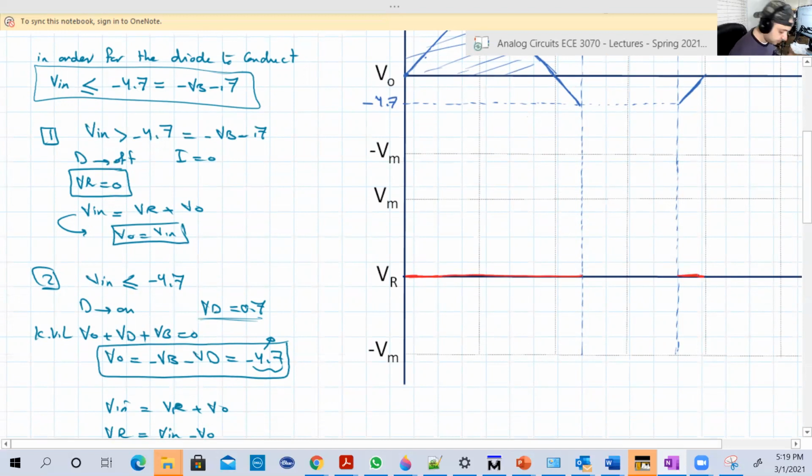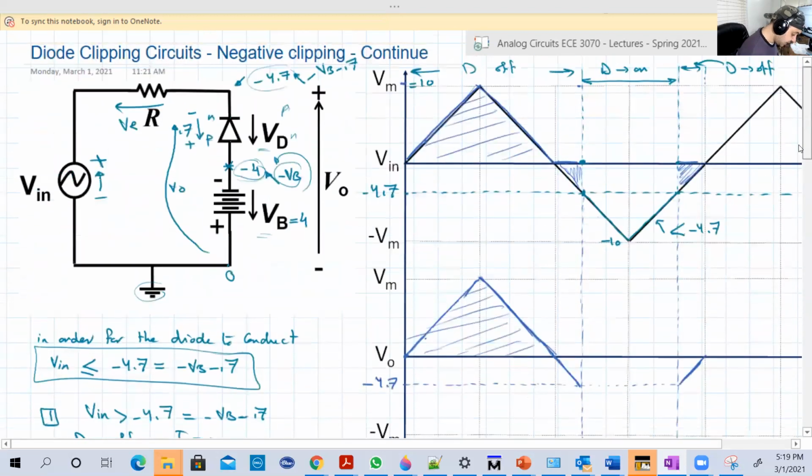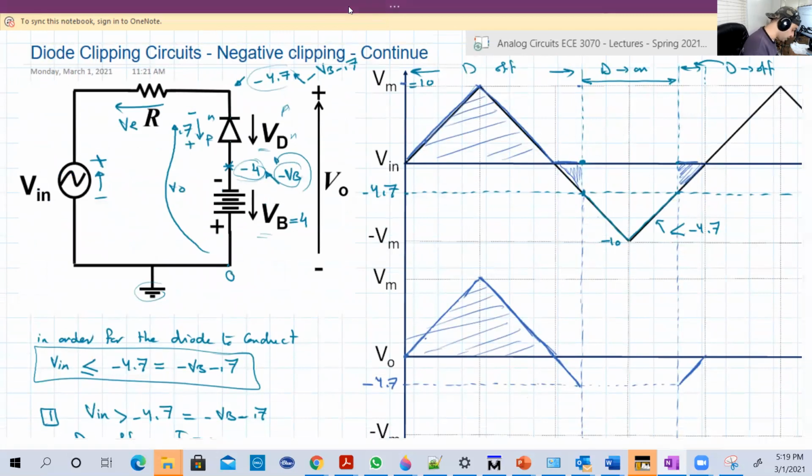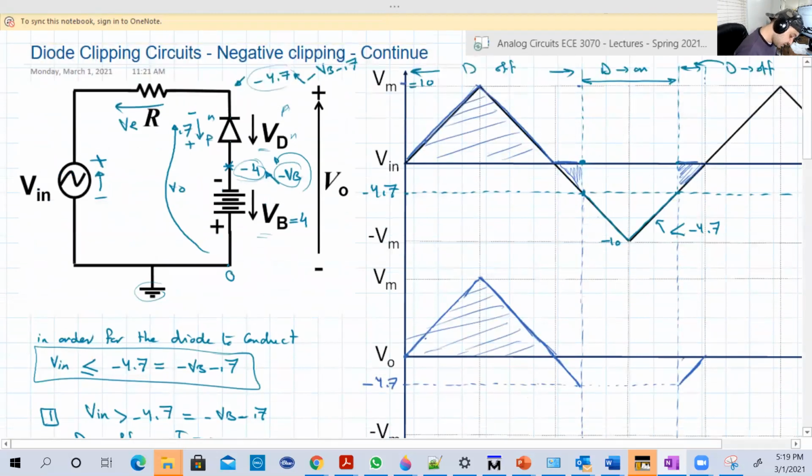Very simple. Now, let's do the on. And again, just don't forget, this portion here is exactly that one, and that one is exactly that one.